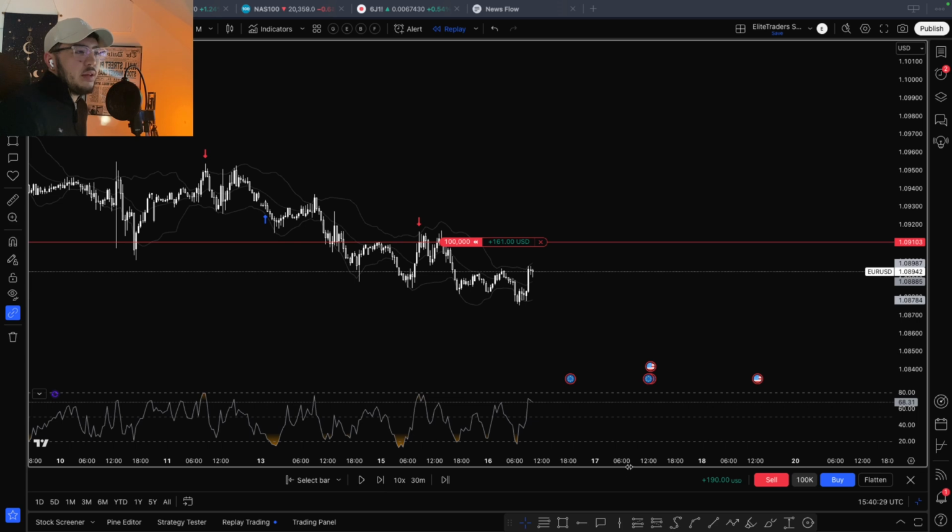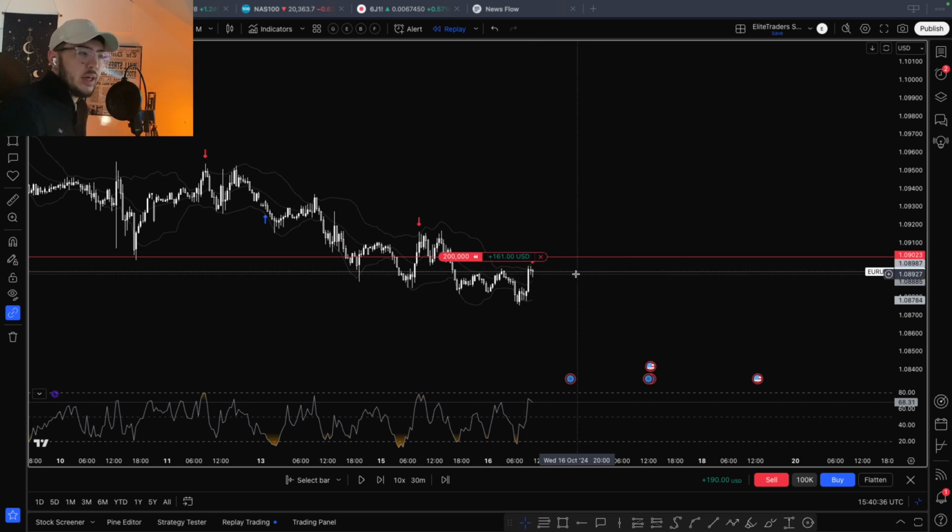I'm going to sell it here. Now, this is a little bit of a rough area to sell. It's not perfect, but it's okay. So you might have noticed, actually, when I sold it then, this came down.